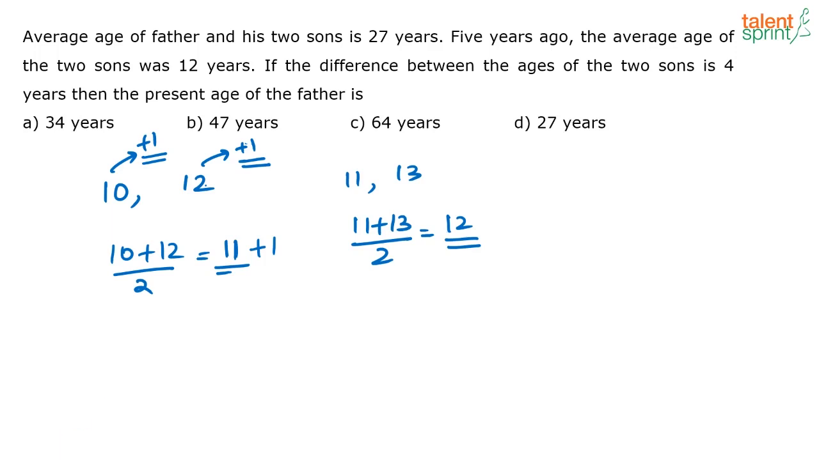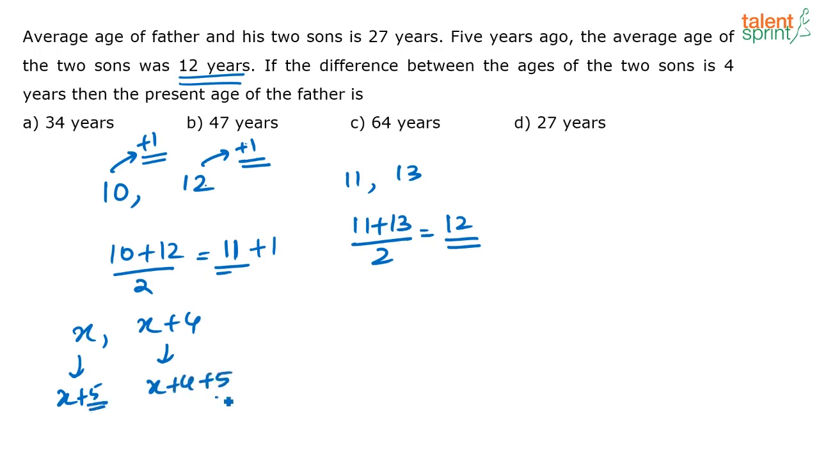So, in this question, what have they given? The average age of the two sons was 12 years, 5 years ago. So, currently what will be their ages? See, if I took their ages as x and x plus 4, 5 years ago, currently this person's age will be x plus 5 and this person's age will be x plus 4 plus 5.